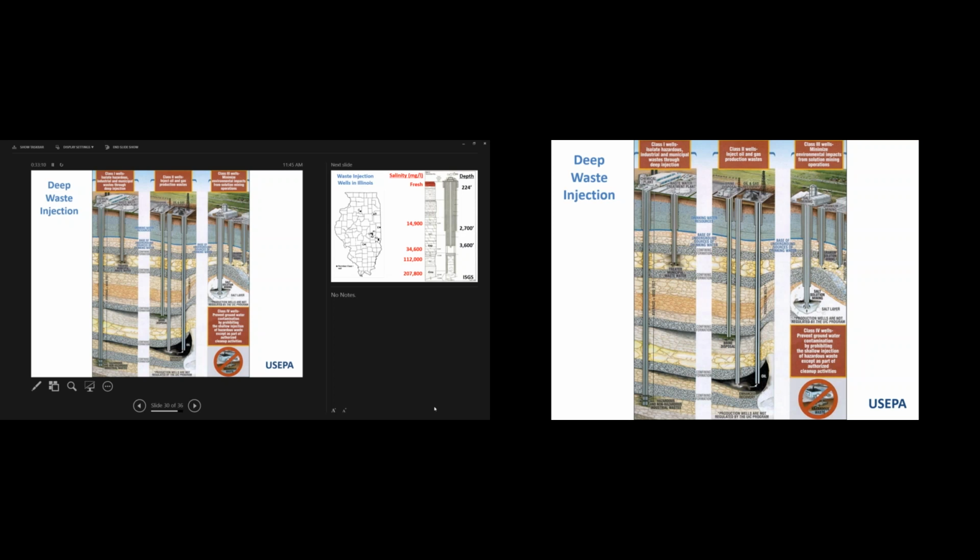Then there's enhanced recovery where you're injecting something to try and flush the oil out. Are they really injecting treated wastewater? I don't think any of that's going on in Illinois. It's been discussed. Southwest states. In Illinois, if it's a drinking water aquifer, it has to be treated to drinking water standards. Then why would you even bother with it?